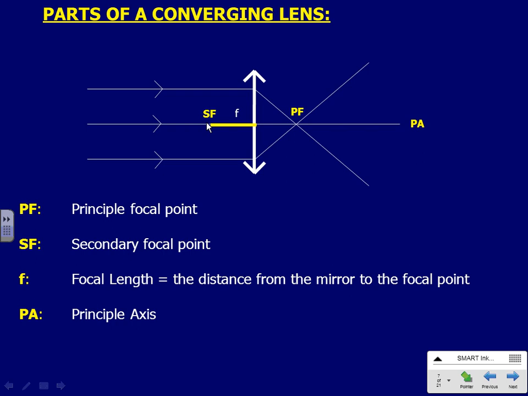Is everybody catching what I'm talking about? On the other side, there's actually two focal points for a lens because light can head either way. The distance from the lens to these F's is little f, and that's our focal length, just like we've had in the past.